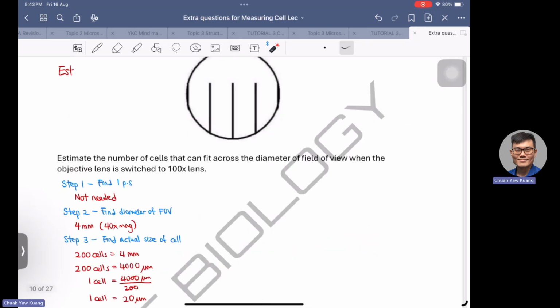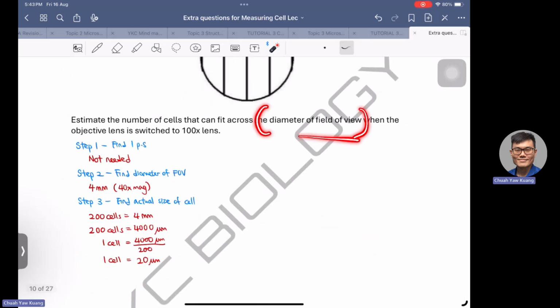So before we proceed to this part B, we will go through the concept. The concept of this FOV actual diameter versus the magnification. In theory, what you need to know is that the image size of the FOV is always the same, regardless of the magnification.